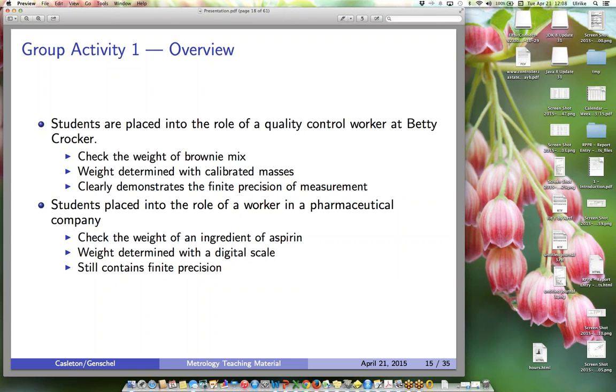In the second scenario, students have a more serious job of weighing the active ingredient of aspirin at a pharmaceutical company. Now they're weighing this with a digital scale with an increasing number of decimal places. Again, although the scale is a lot fancier and probably costs more money, students should see that at some point you can't get any more precise. You just run out of decimal places. So I'll turn this over to Ulrike Genschel.